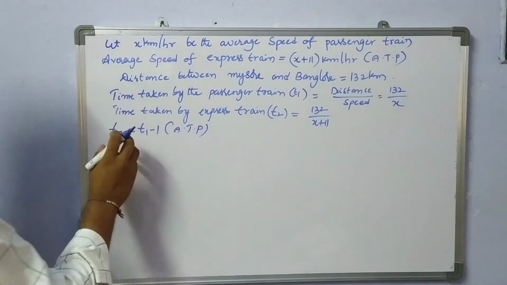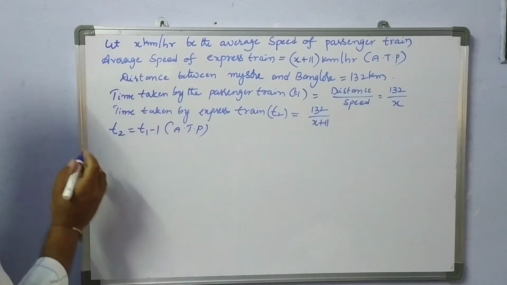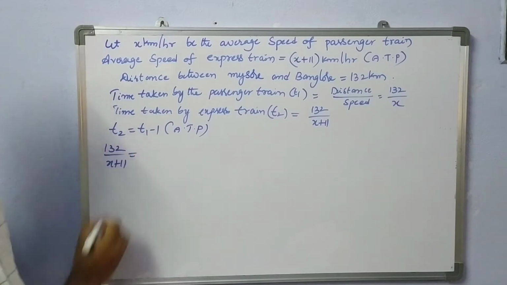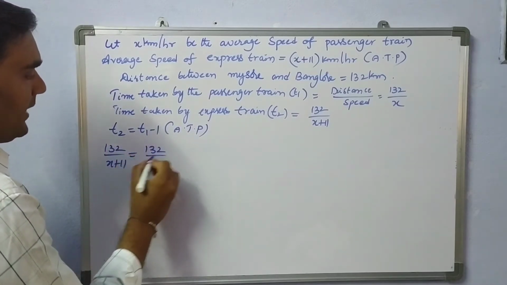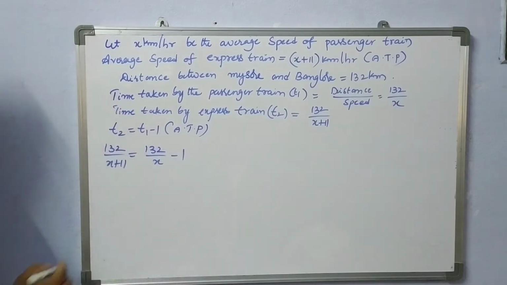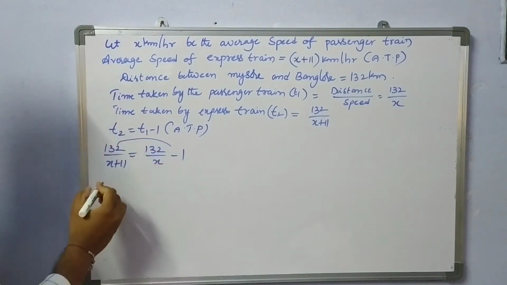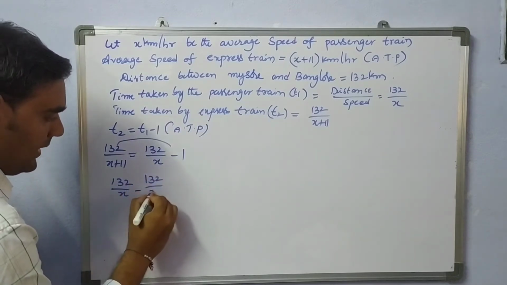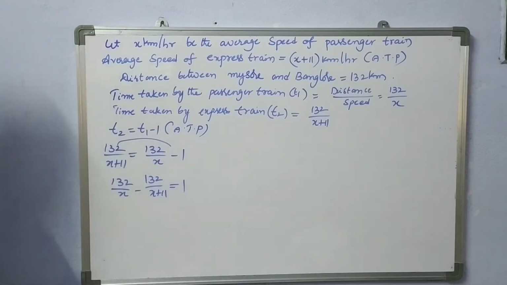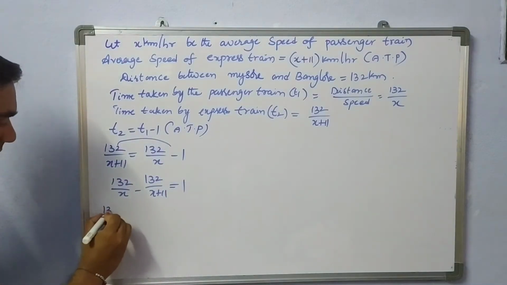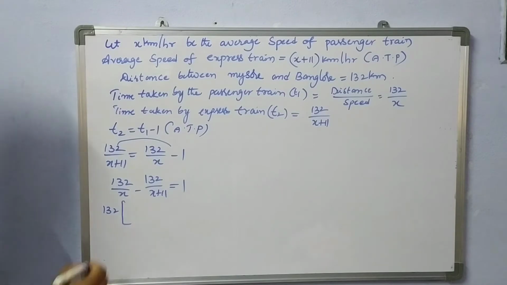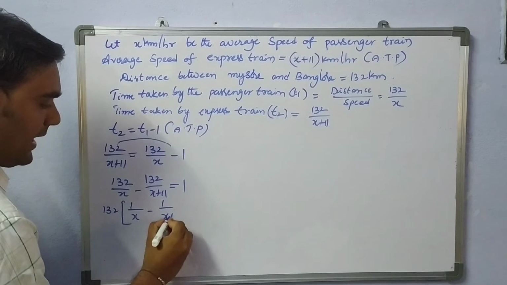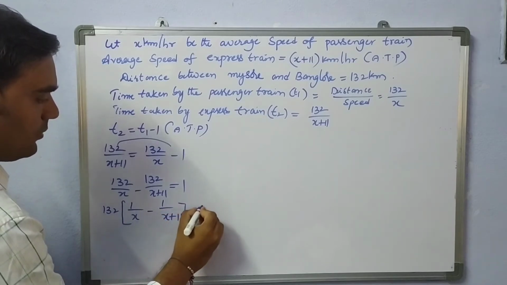Now we need to write what is t2 and what is t1. t2 is nothing but 132 by x plus 11. t1 is nothing but 132 by x, minus 1. So here interchange the terms. We will get 132 by x minus 132 by x plus 11 is equal to 1. From these two terms, take 132 common. When you take 132 common, we will get 1 by x minus 1 by x plus 11 is equal to 1.